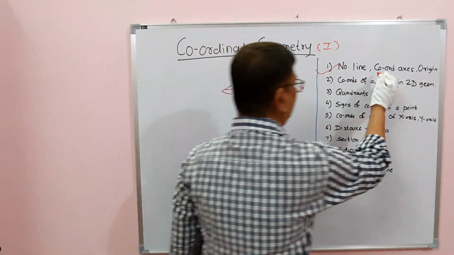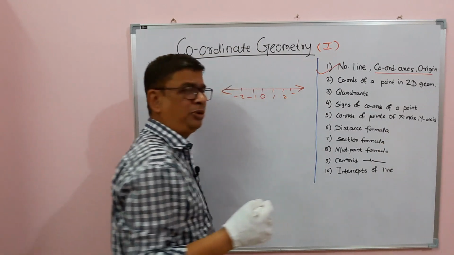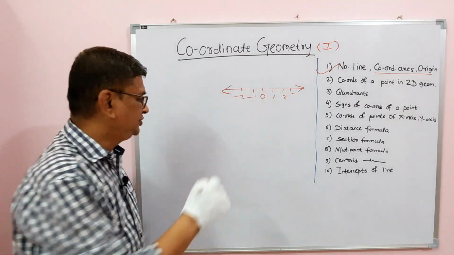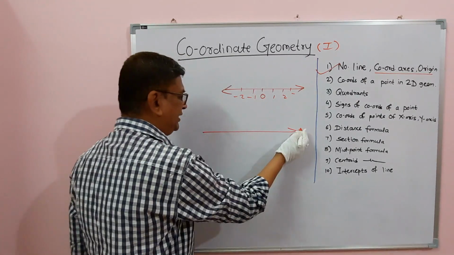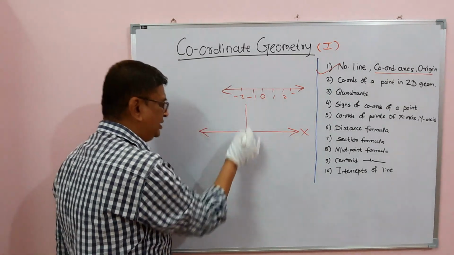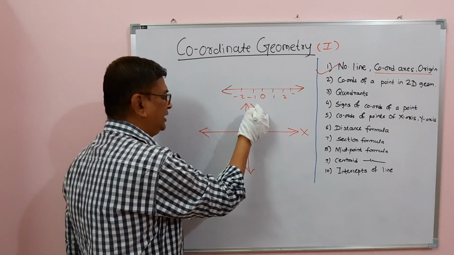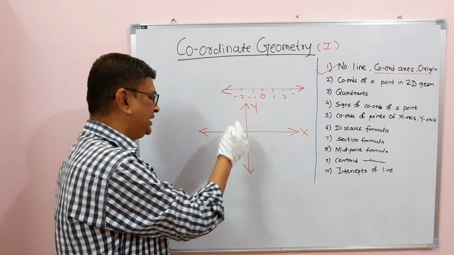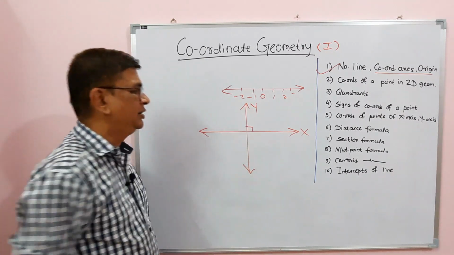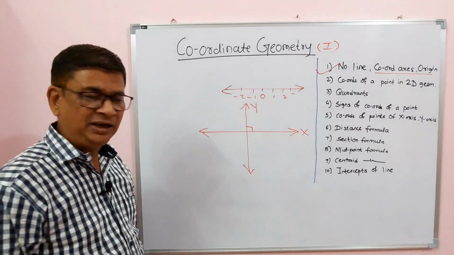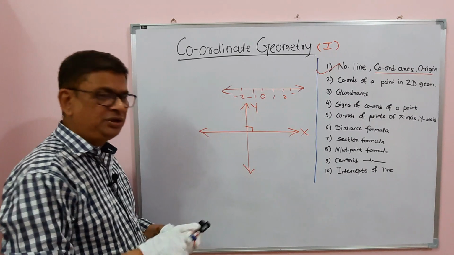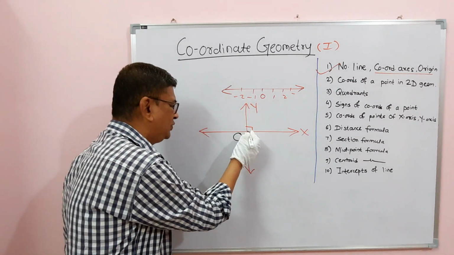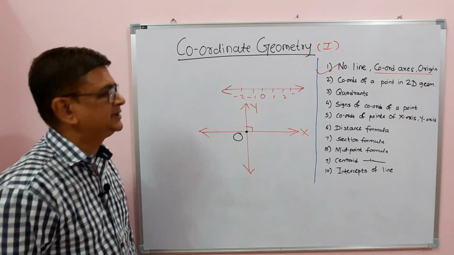Then in coordinate geometry we have that important basic part called the coordinate axis. This horizontal line is considered as the x-axis and this intersecting vertical line, which is perpendicular to the x-axis, is taken as the y-axis. So these two are mutually perpendicular. The point of intersection of the x-axis and y-axis is taken as origin O, denoted by this.